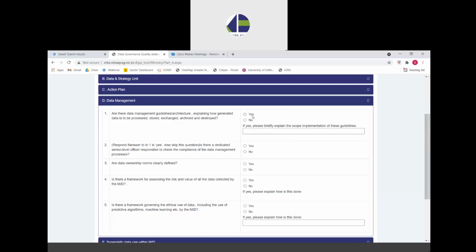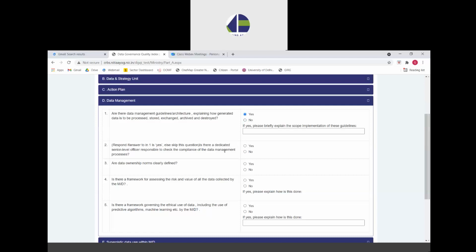So if the ministry has these guidelines in place, then they can select yes. And if it selects yes, they have to explain what has been the scope of these guidelines and how they are being implemented. If it is no, then they can select no. If the answer to the previous question is no, then the next question is not to be answered and it will get automatically disabled.